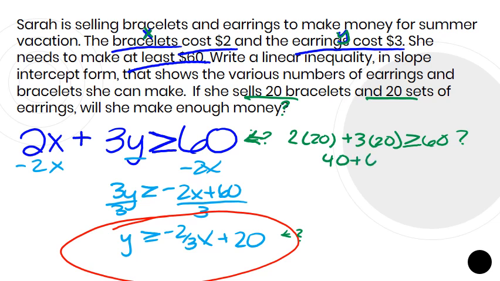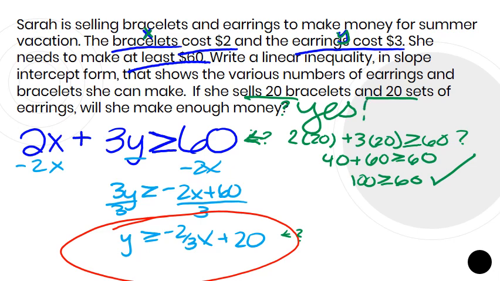So I would end up with 40 plus 60. And I'd end up with 100 greater than or equal to 60. Is that a true statement? Yes. So my question, will she make enough money? Yes, she will.